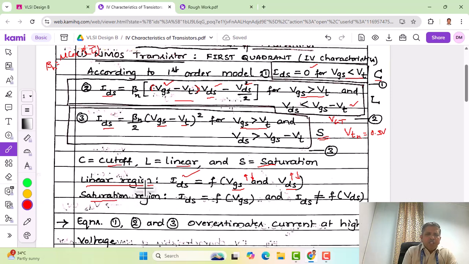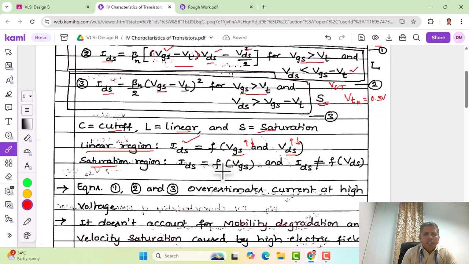In the saturation region, the drain to source current completely depends on the gate to source voltage, and it becomes independent of drain to source voltage. It is not a function of drain to source voltage. Any variations in the drain to source voltage will not affect the drain to source current. However, any variations in the gate to source voltage do affect the drain to source current. So these are the things we can conclude from the equations that we have shown.